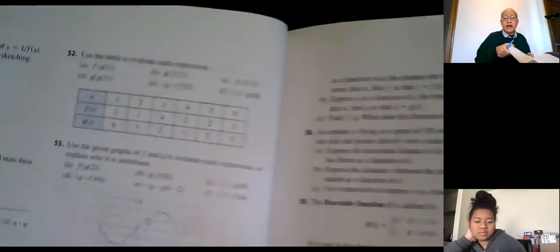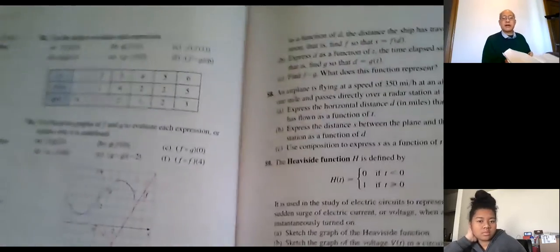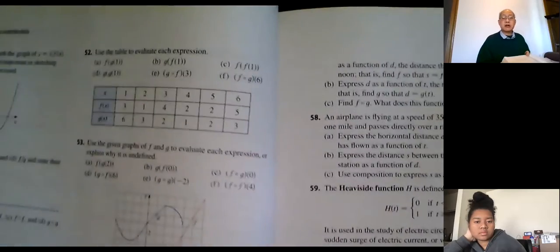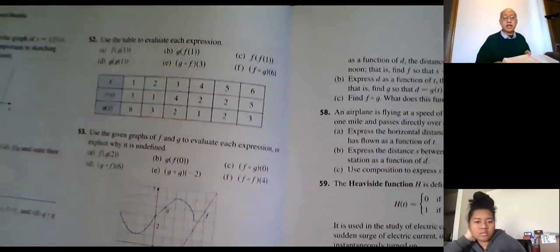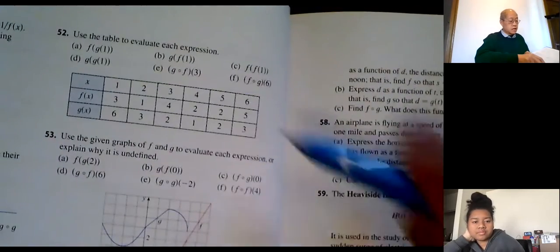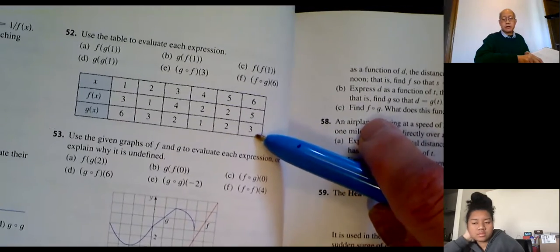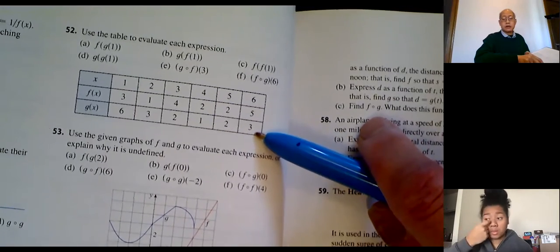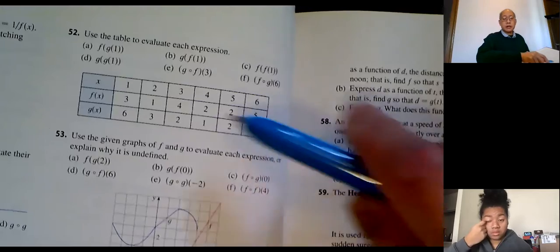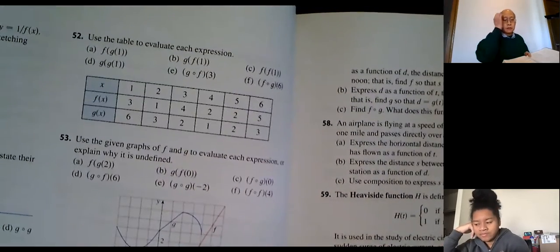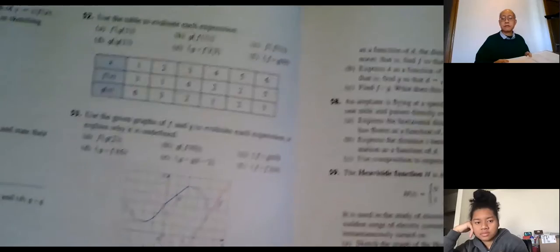All right, and then finally f circle g of 6, and that's all I can do. Sorry, I can't focus it. So I do g of 6 first. So g of 6 is 3. So now I'm taking f of 3. So what is f of 3? 4 looks like. Okay.